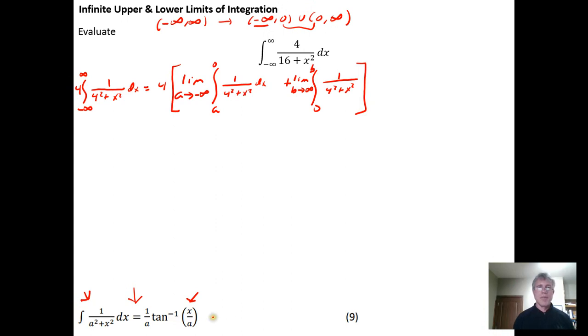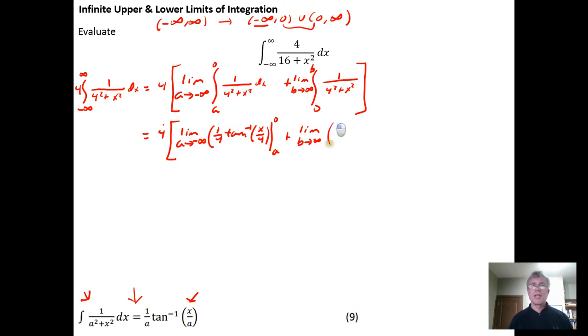And then if we just use the identity from the comprehensive table of integrals, we can now rewrite this. It's going to be 4 times the limit as a goes to negative infinity of, from the formula, 1 over 4 times the tangent inverse of x over 4, running from a to 0, plus the limit as b goes to infinity of one fourth times the tangent inverse of x over 4 running from 0 to b.